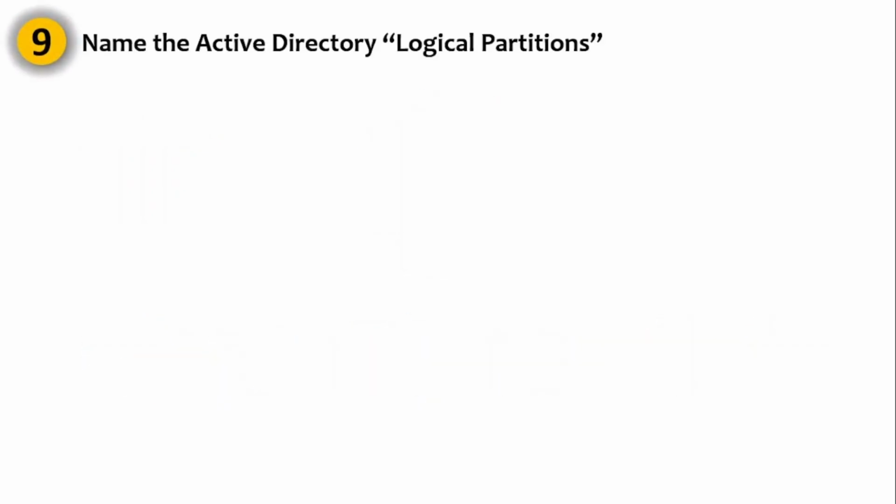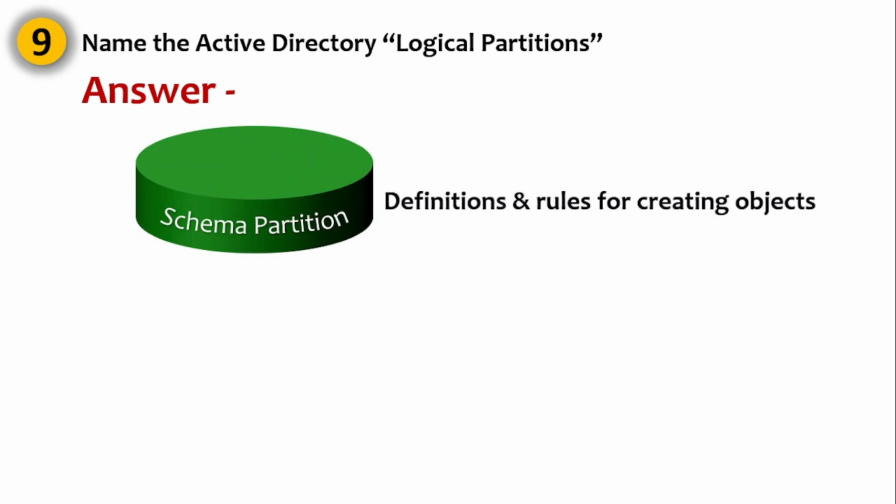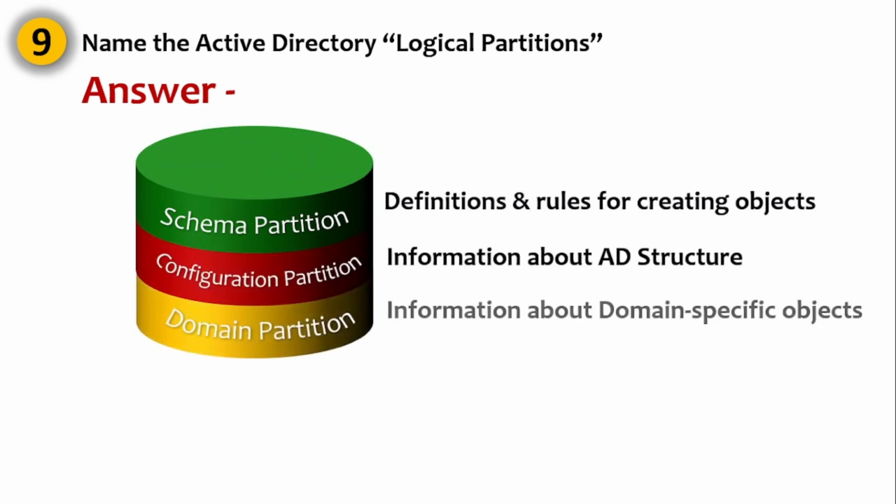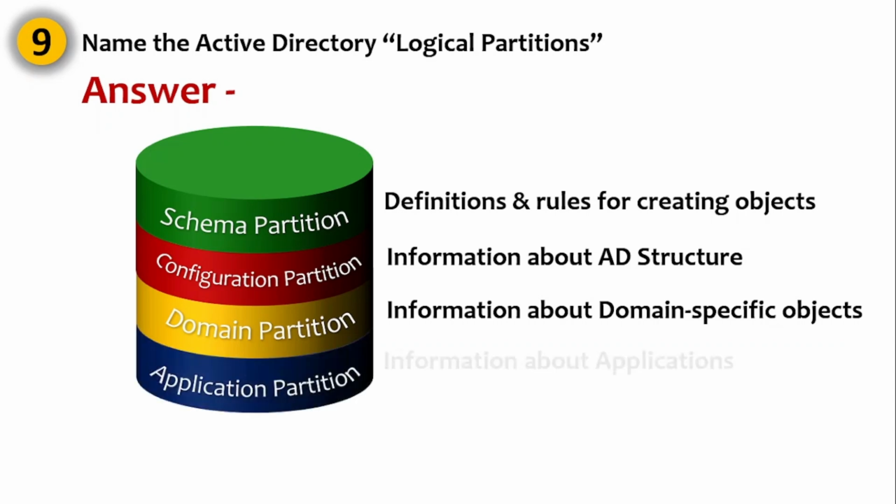Question number 9. Name Active Directory logical partitions. Very common question again. So the answer is, we have schema partition, configuration partition, domain partition, and last but not the least, we have application partition. The schema partition defines the rules for creating objects.